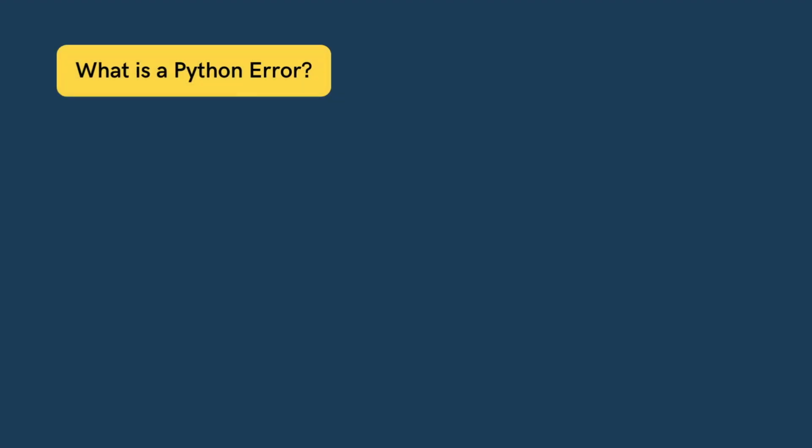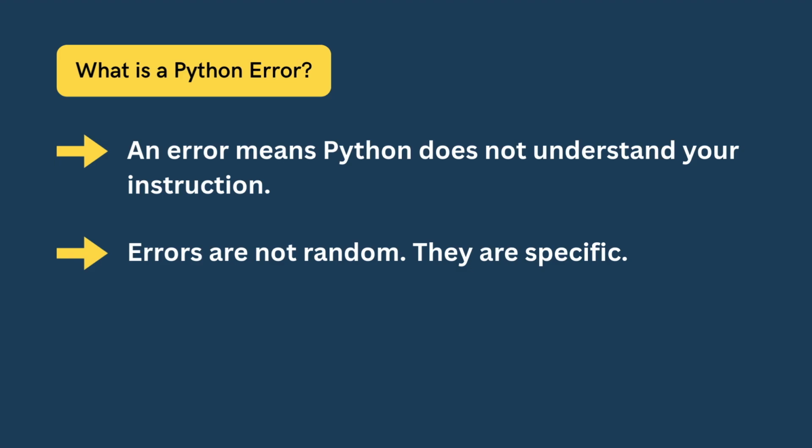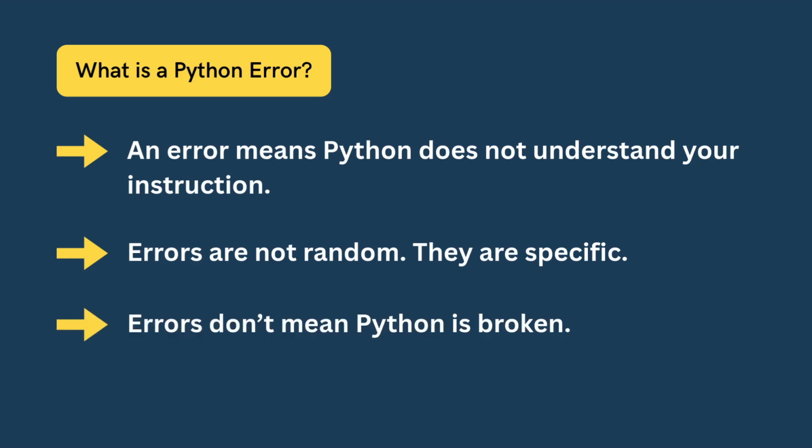So, what is a Python error really? An error means Python does not understand your instruction. Errors are not random, they are specific. Errors don't mean Python is broken, they point to where your instructions don't make sense yet.